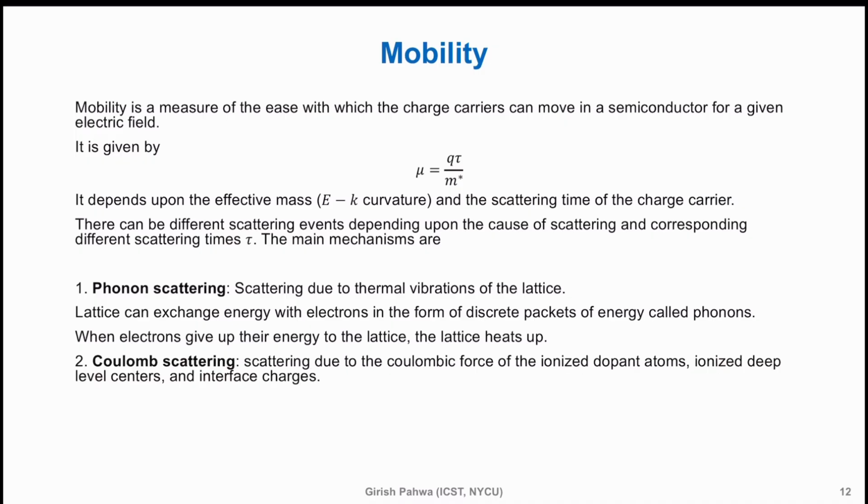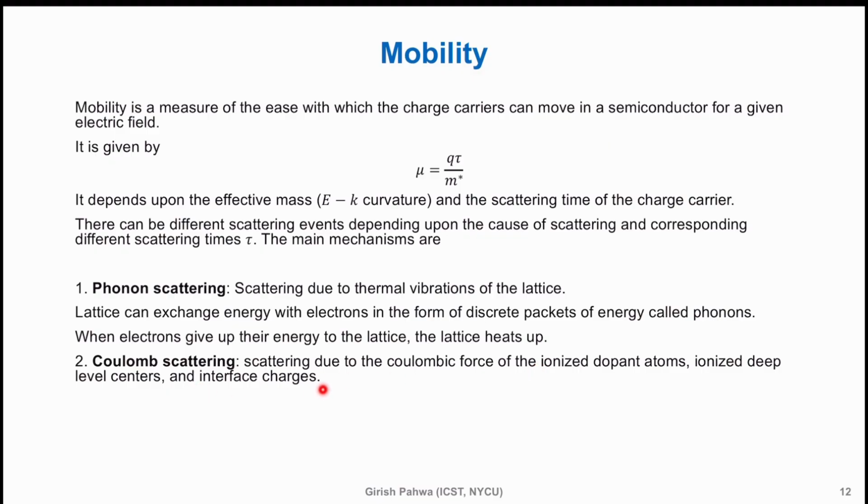The second type of scattering is Coulombic scattering. The first was because of the temperature vibrations. Coulombic scattering is because of the Coulombic force of any fixed charge that you have kept inside your semiconductor. Now what can be that fixed charge? That can be some ionized dopant atom, some deep level center, some trap, or some interface charge.